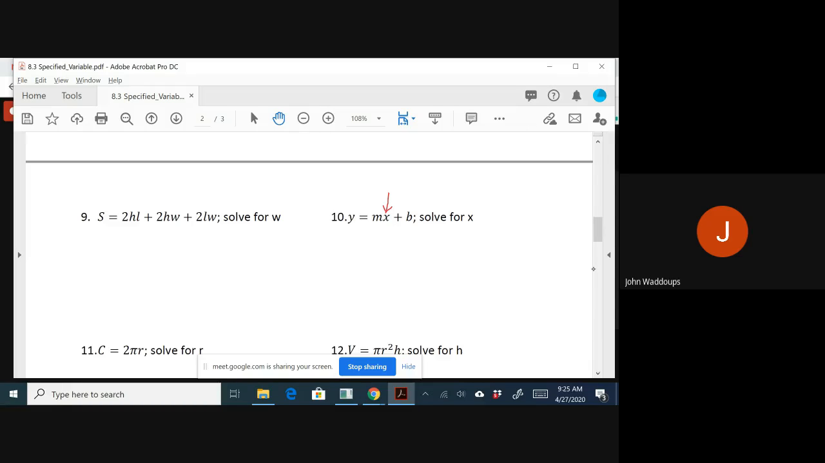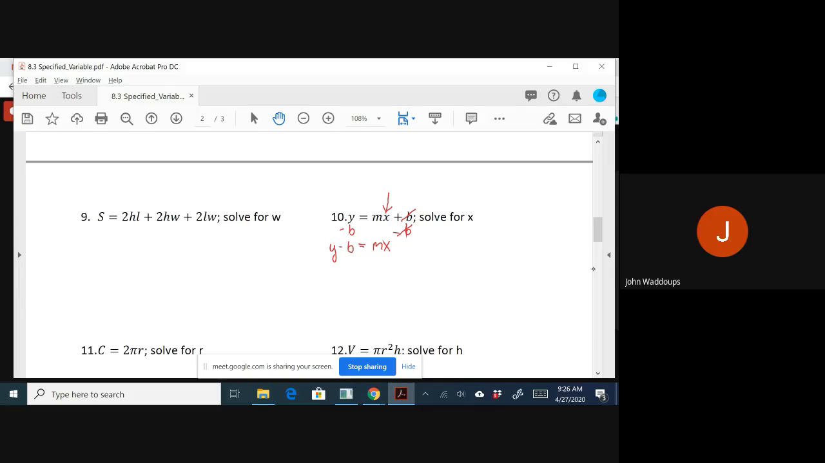The opposite of adding b would be subtracting b. I want to start with that one because it doesn't have the x in it. And so I'm starting with the term without the variable in it. Okay. So subtract b from both sides of the equation of the equal sign. On the left hand, I get y minus b equals mx, because subtracting b removed the plus b from the right hand side.